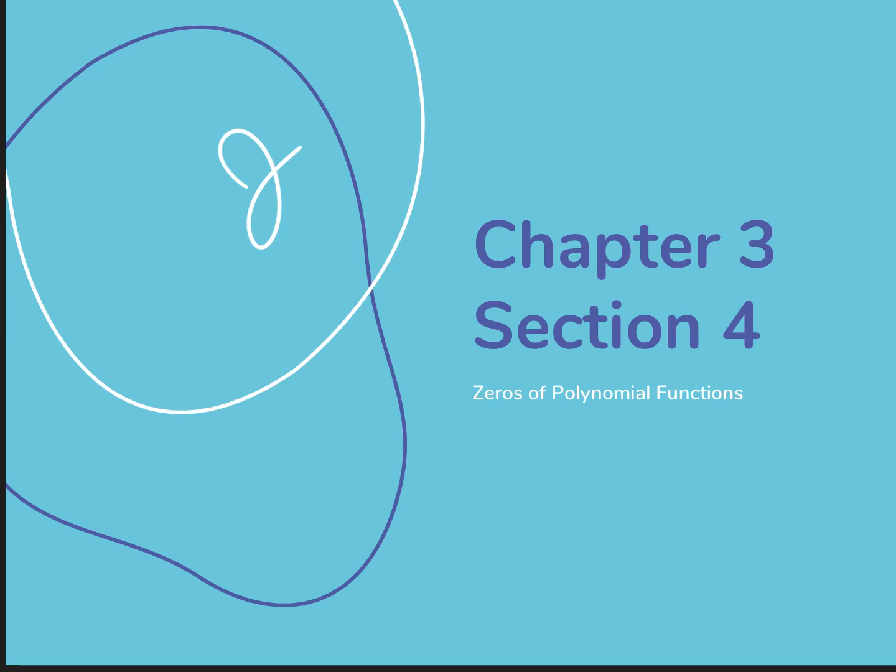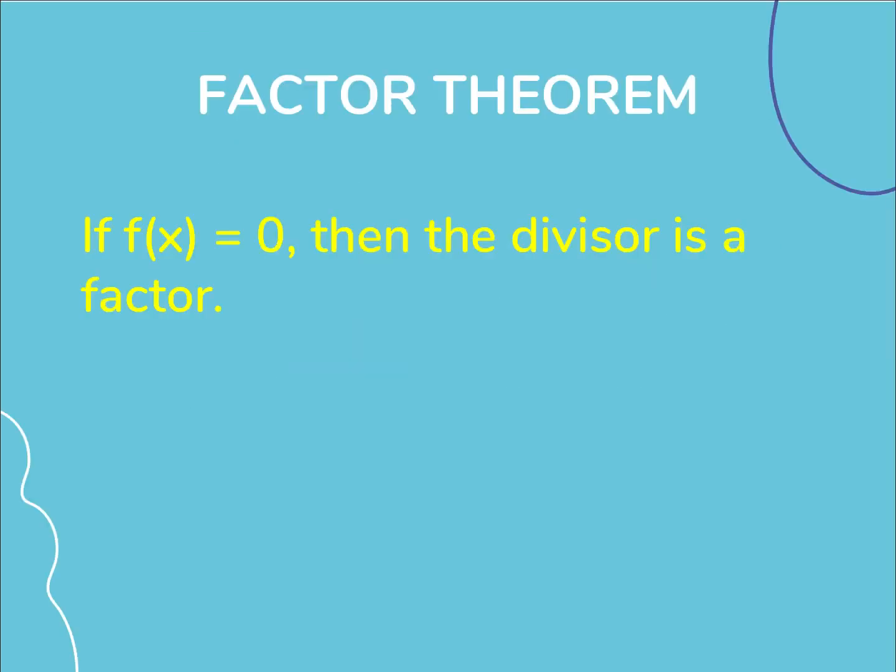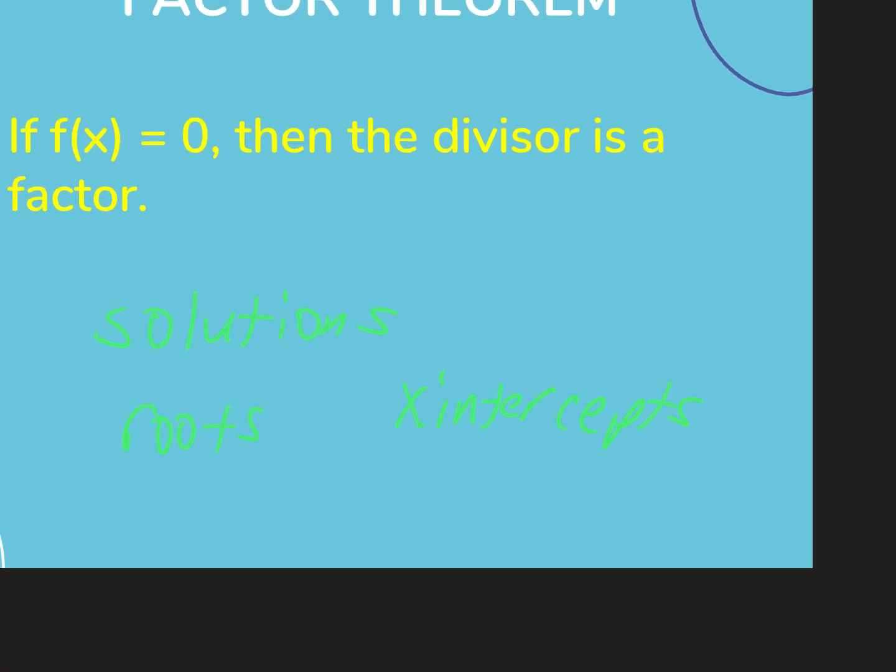All right, guys, chapter 3, section 4 is zeros, polynomial function. What does it mean if I ask you what the zeros are? Solutions, that's one way we can call it. What else? Roots, good. What's another way? X-intercepts. What's an x-intercept? I know you guys say that, but what does that mean? Where it crosses the x-axis. Good. Is there another word that I can say? Solutions, roots, x-intercepts, or zeros, right? You're solving for x.